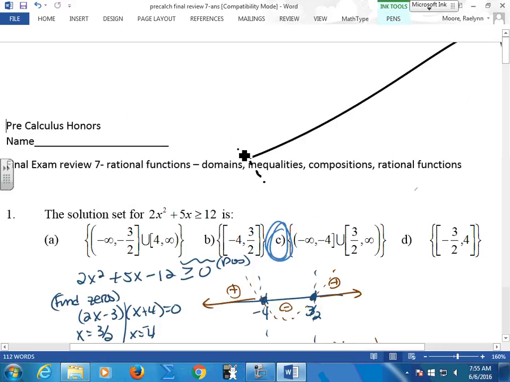I'm still not liking it. It's positives up there and negatives down there. I'm just going to redo this one. I won't touch it this time.